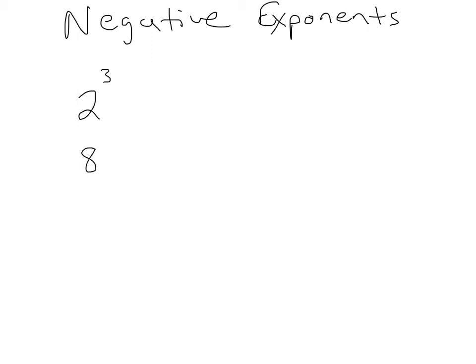Let's start talking about negative exponents. And we're going to go through a little thought experiment to begin with. So, negative exponents. Well, I know about positive exponents. I know that 2 to the third power is 8. I know 2 to the second power is 4. 2 to the first power is 2. And we just talked about how 2 to the zero power is 1. And 2 to the negative 1, I don't know what that is.